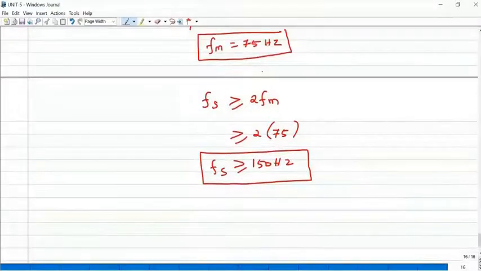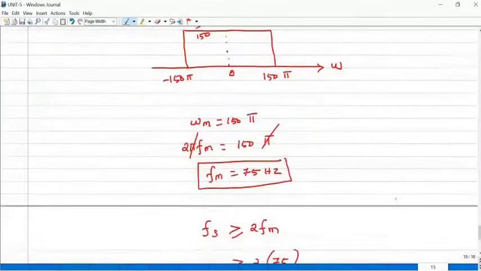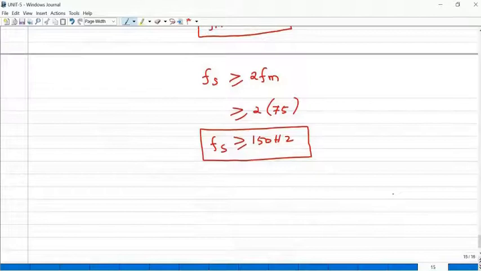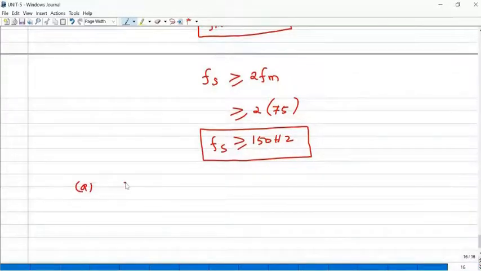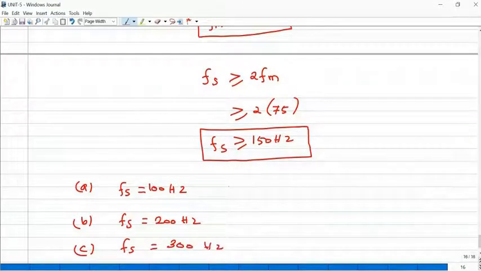So what are the options given in the problem? 100 hertz, 200 hertz, 300 hertz. Now give your comments. Statement A. Sampling frequency equal to 100 hertz. Can we recover the original signal? Please respond. No. Second case? Yes.